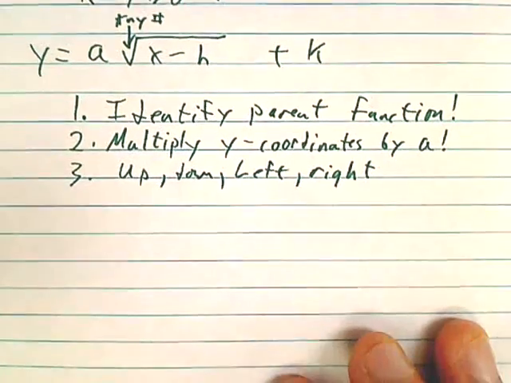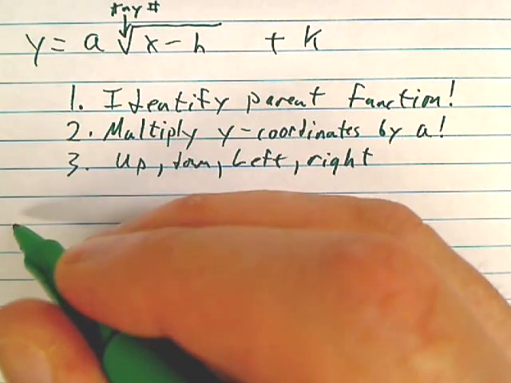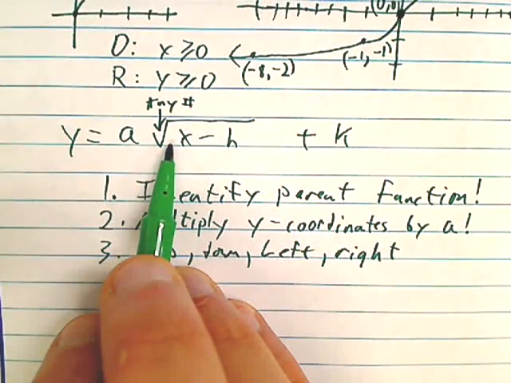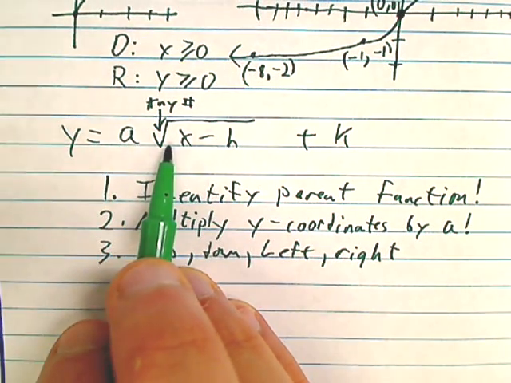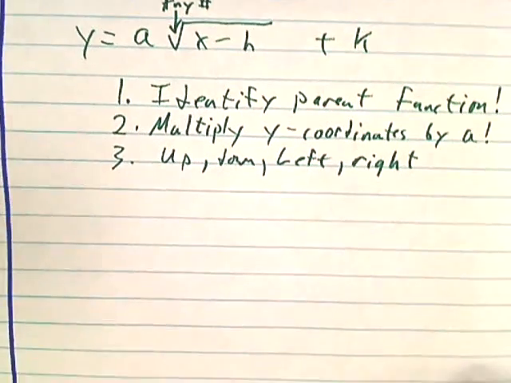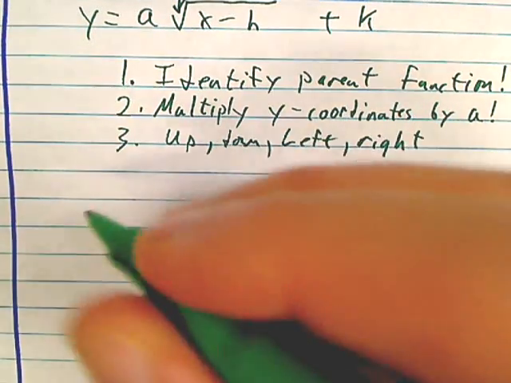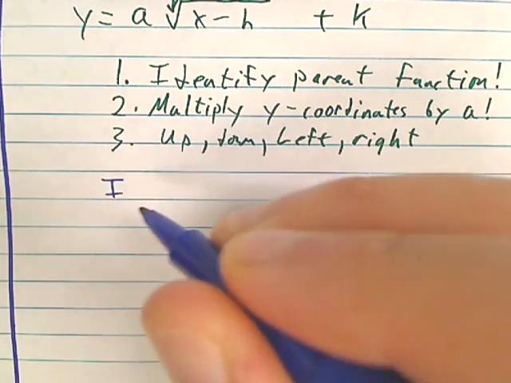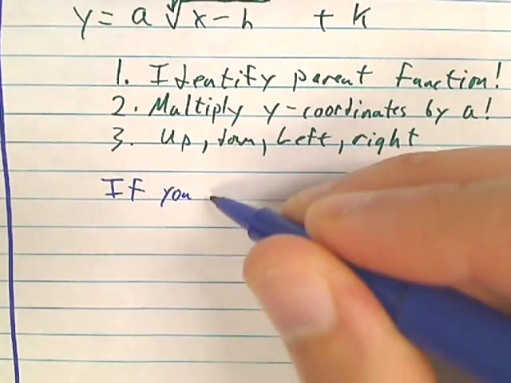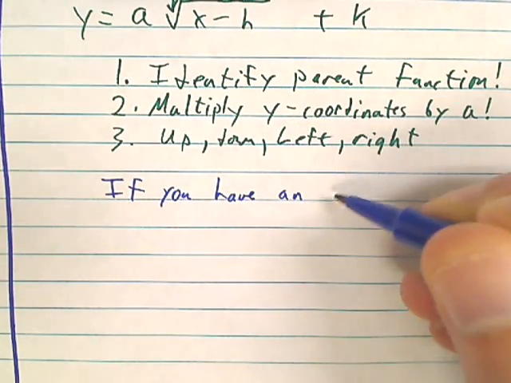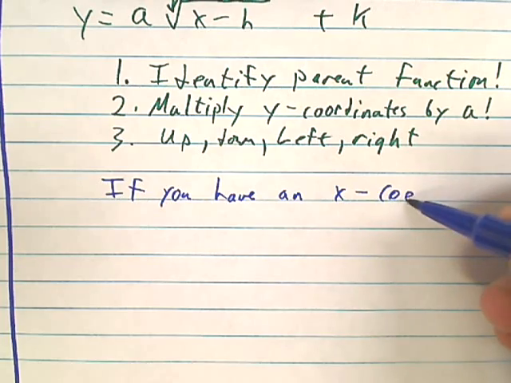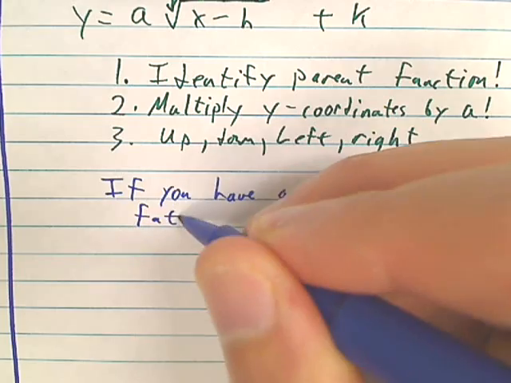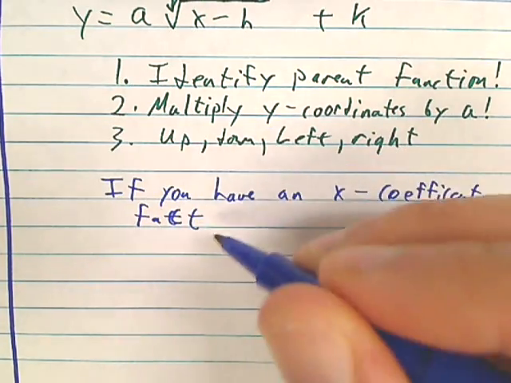By the way, there's one other thing I want to note here, and then I'll stop for a little while. If you have an x coefficient, factor it out. You'll notice that I didn't leave an option to have anything in front of the x. If you do, we're going to factor it out. We can get rid of it. So if you have an x coefficient, factor it out.